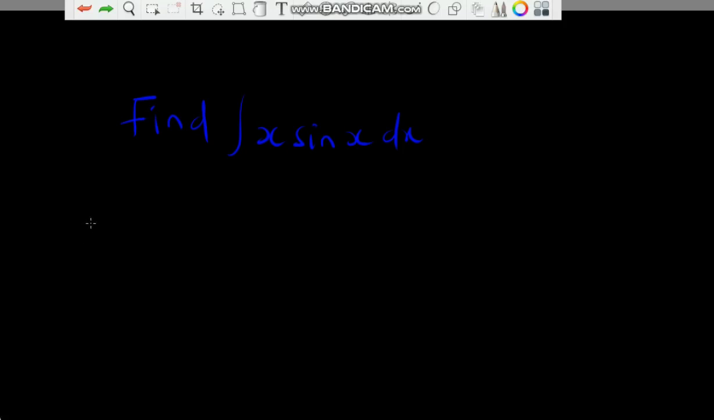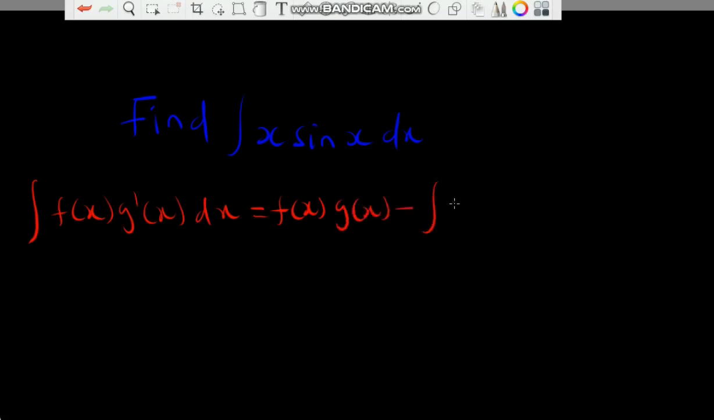Now let's try this question I have on the screen. We are going to apply the formula that we proved earlier on, that's the formula for integration by parts, which was given to be the integral of f of x times g prime of x dx equals f of x times g of x minus the integral of g of x times the first derivative of f of x dx. So this is the general formula.